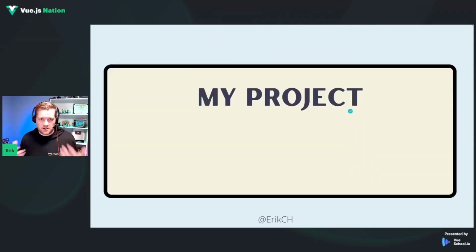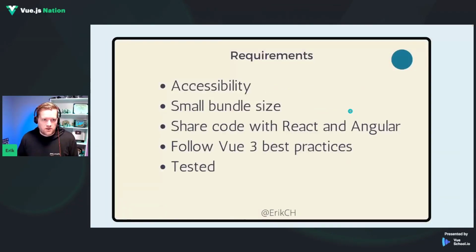But let's talk about the project. I'll talk about it in a second, but the requirements for our open source project that we're creating, and this is actually the requirements I had for the project, were: accessibility is extremely important, especially since we're dealing with UI components. Small bundle size. No one likes to look up Bundlephobia and see that you have a huge bundle size. At the same time we were creating our Vue version of our library, we wanted to make sure we had React and Angular versions, so we wanted to make sure we're sharing code. We also wanted to follow Vue 3's best practices, which we'll talk about, and then of course testing.